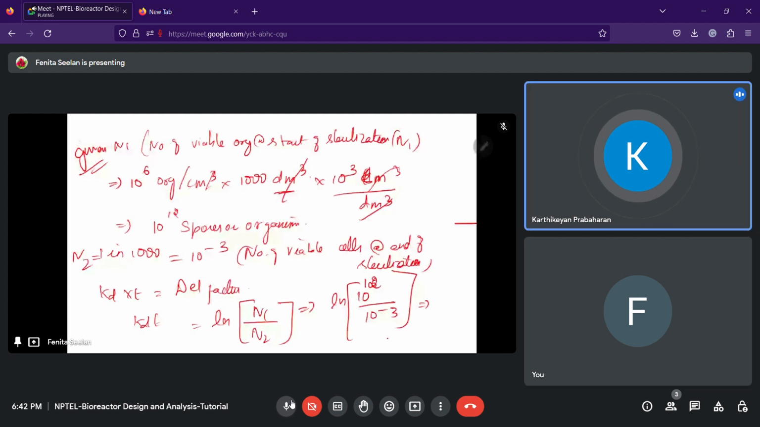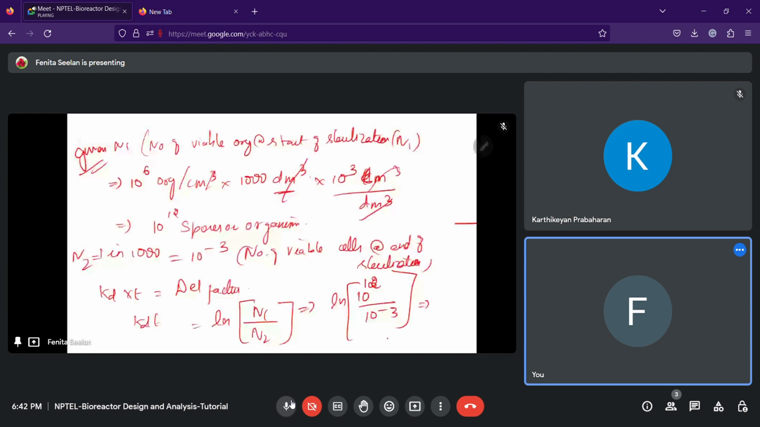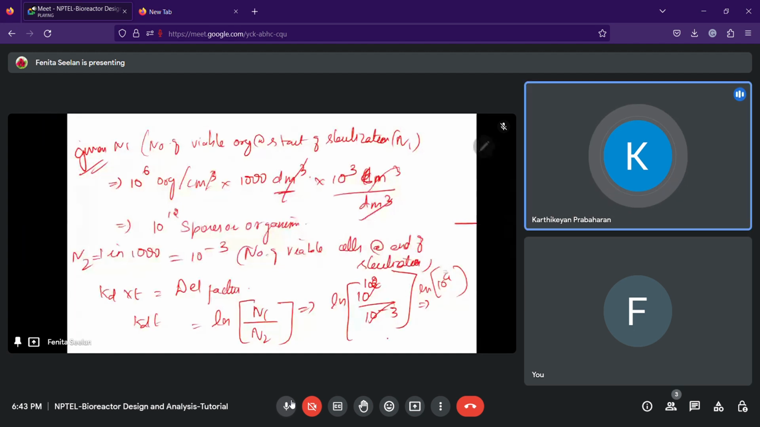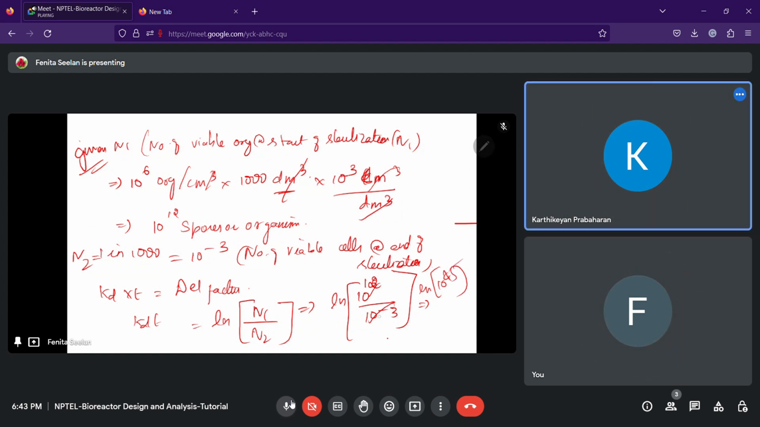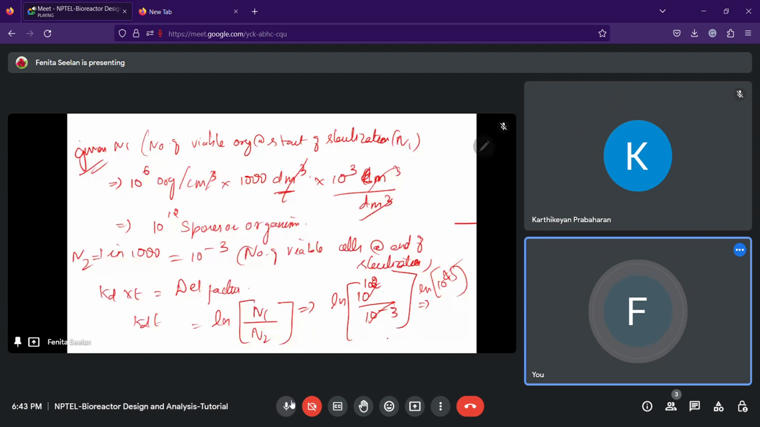It can be calculated as log 10 power. Karthikeyan, your voice is breaking actually. Ma'am, can we calculate it as ln 10 power 15, ma'am? Yeah, you can. Whether it is 10 to the power minus 3, right, ma'am? 1 in 1000. Yeah, it is. The above it is 10 power 12 and down it is 10 power minus 3. Okay.